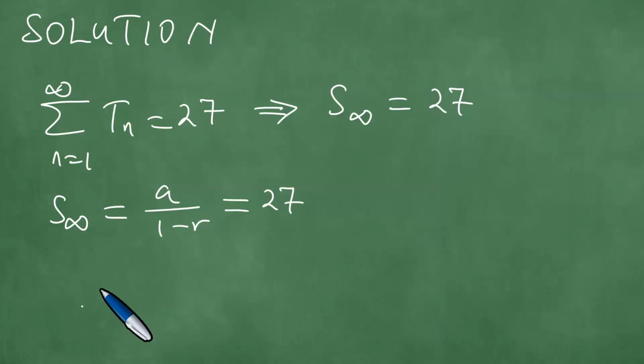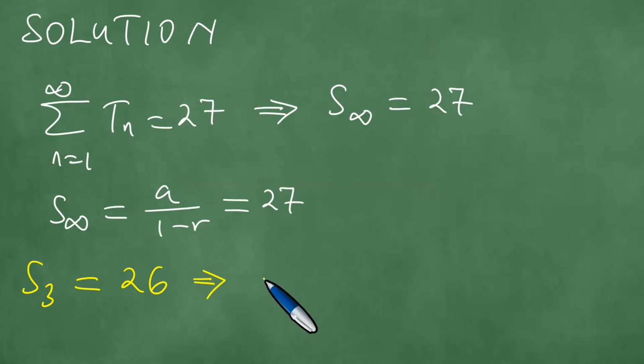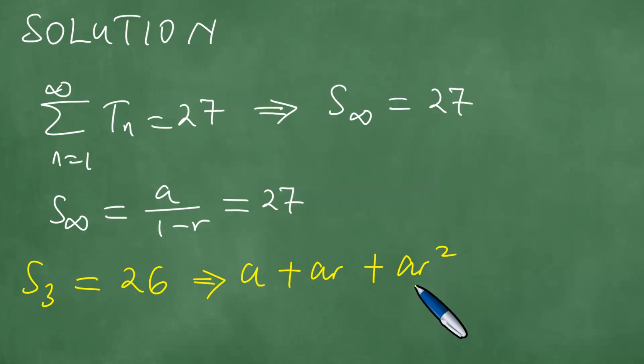But the examiner did not end there. The examiner went on to say you have S3, S3 is 26. What does it mean to say S3 is 26? The first term of a geometric series is A. The second term is AR. The third term is AR squared. Because we know that Tn is AR to the n minus 1.